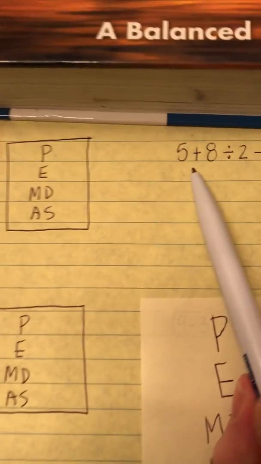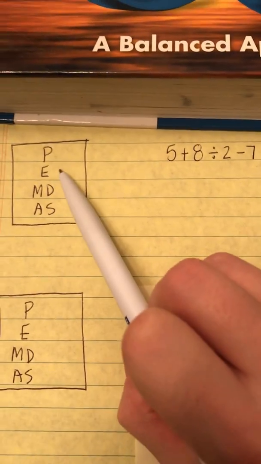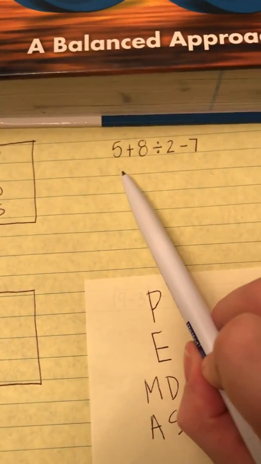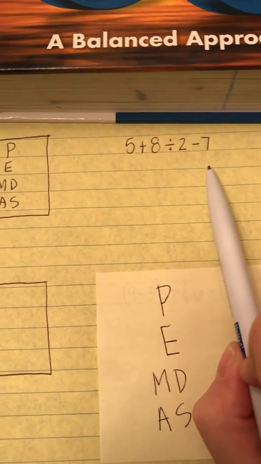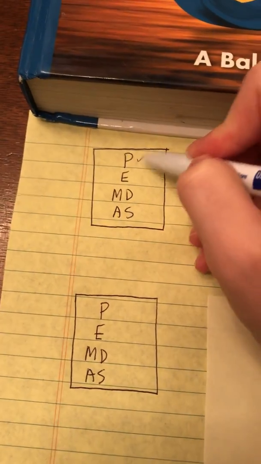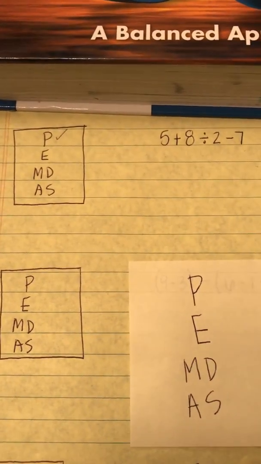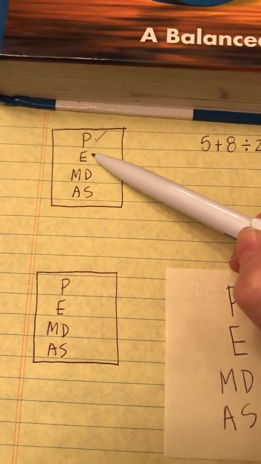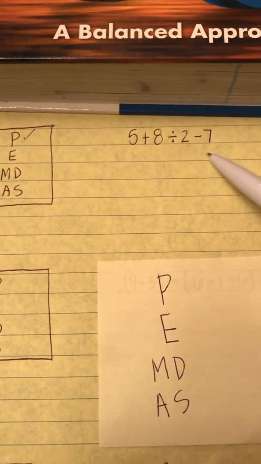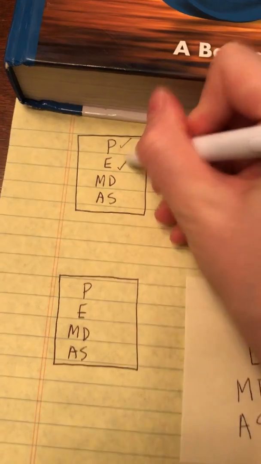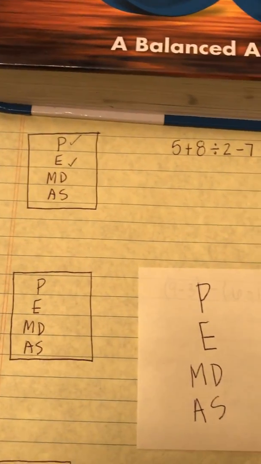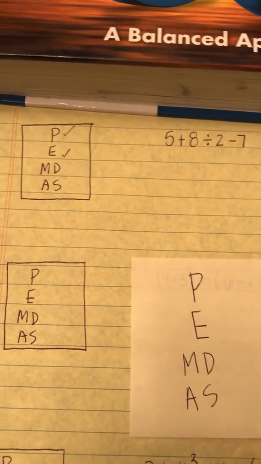All right, so let's focus on this one. The first thing we need to look for is parentheses. I don't see any parentheses, so I know that I'm already done with that, so I'm going to put a check. Next, we need to look at exponents. I don't see any exponents in here either, so we are already done with that step as well. So look at that. We've already gone through half of the order of operations.